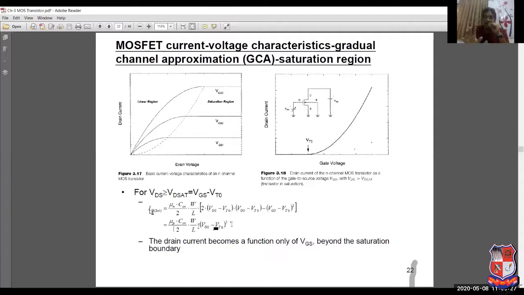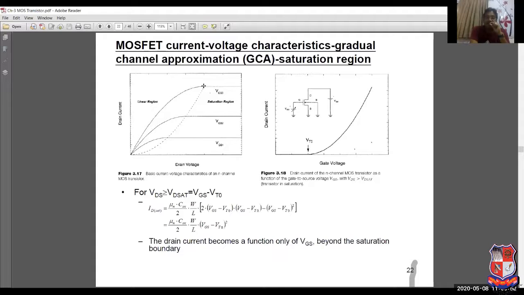So ideally, after the point of saturation, if you increase VDS, then the current should remain constant. It is not depending on VDS. There is no change with VDS. So this should be the ideal characteristic, that after the point of saturation, your current ID should be constant. But this is not happening, because there is one more parameter, which is W by L.